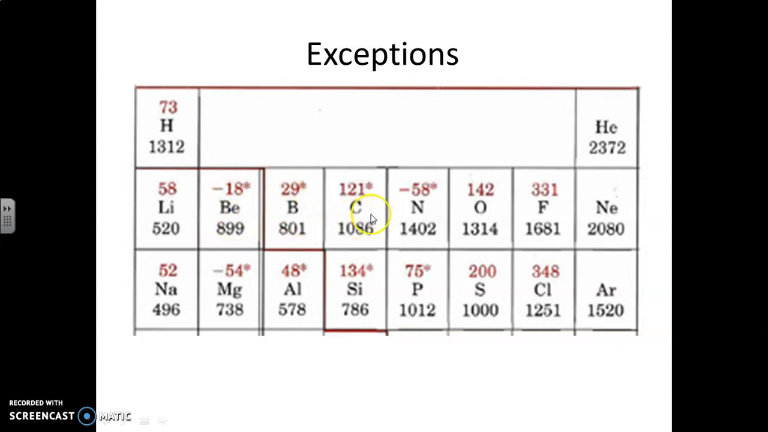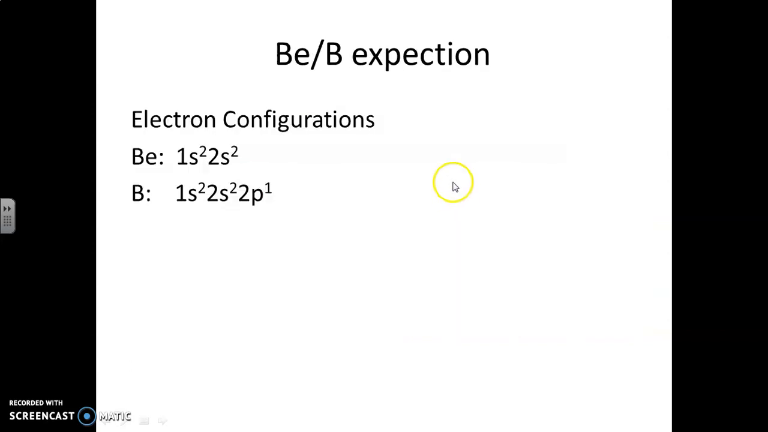And there's another exception. You'll notice between nitrogen and oxygen, it goes up. After B it goes up, to C it goes up, to N it goes up, and then when it goes to O it goes down. And we have to explain that exception. So why is that? We're first going to explain the difference between Be and B and that exception.